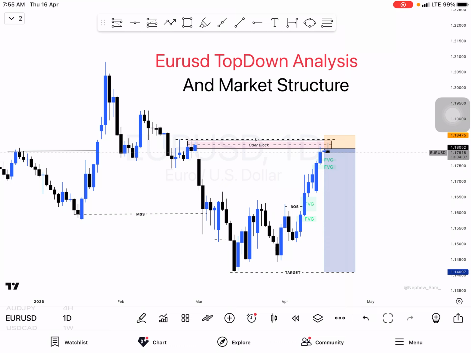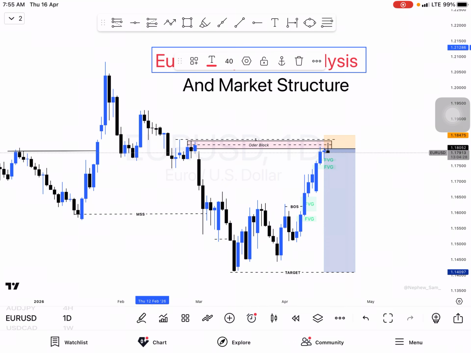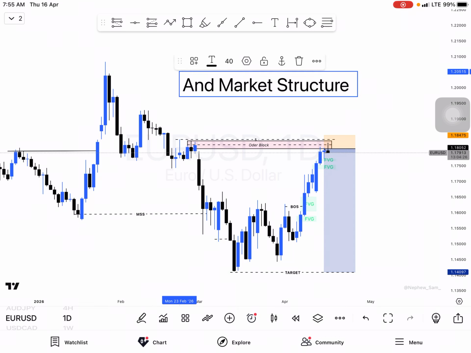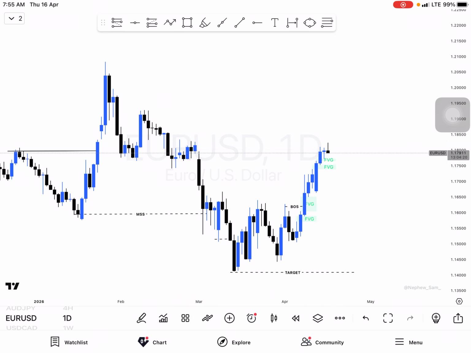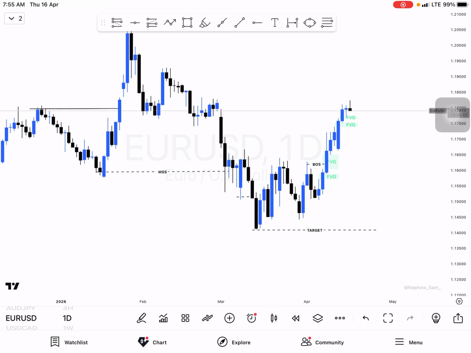I don't want to waste much time today because I have a lot of things to do. This is the Euro USD top down analysis and market structure. So let's take off all this. So today we are not going far. We're just starting from the daily time frame.